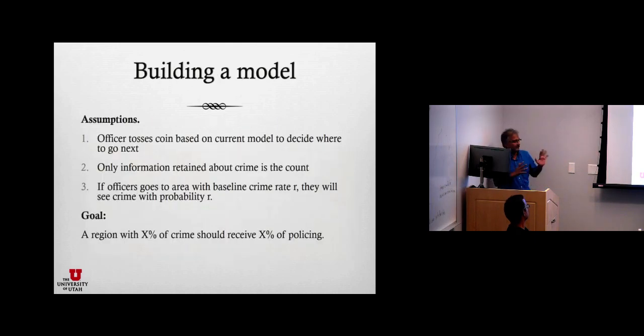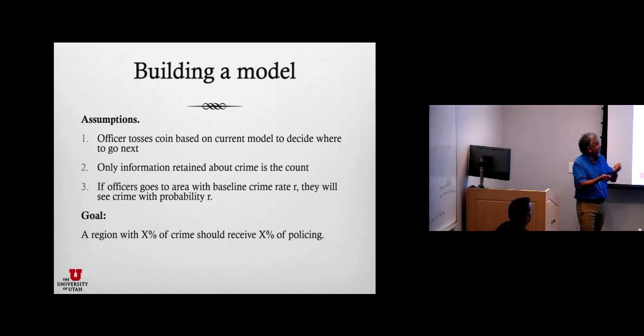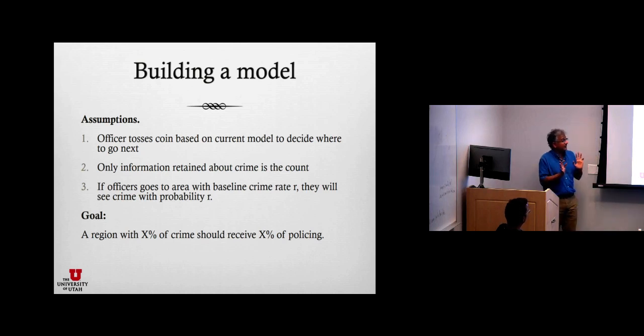So here's a simple assumption. Officers toss coins based on the current prediction of the model to decide where to go next. The only information retained about a crime is a count. This seems ludicrously simplified, but this is in fact what PredPol does. If you look at the public literature on what this system does, it does not look at demographic information or other things that could be viewed as problematic.